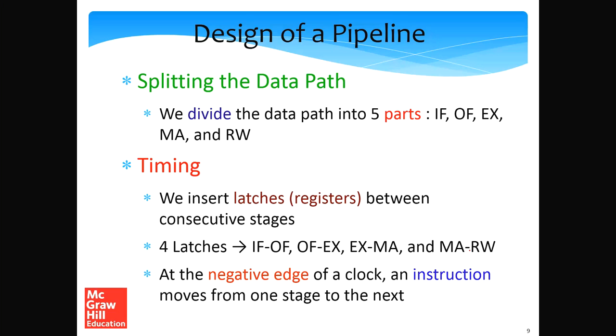Now let's take a look at the design of a pipeline. So the first thing that we need to do is that we need to split the data path among the 5 stages, in a nice and clean way. So we need to divide it into 5 paths, such that each part can contain a separate instruction.